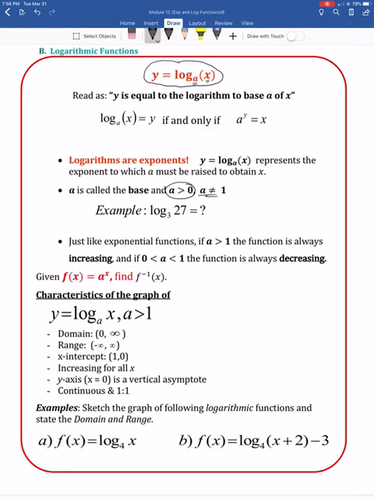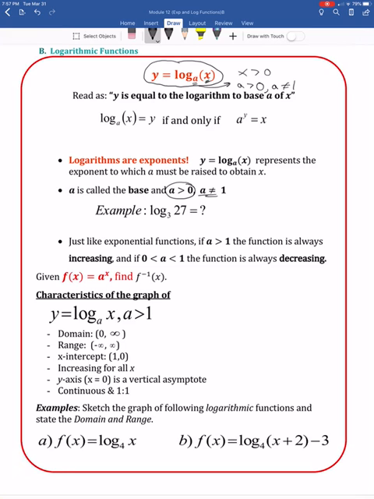With that said, one thing I want to make note of with logarithms is that we do have restrictions on x. x must be greater than 0. You cannot take the log of 0, and you cannot take the log of a negative. So x must be greater than 0. Our base a again must be greater than 0 and not equal to 1. So again, no different than we had with our exponential models, but now with our logarithmic model.